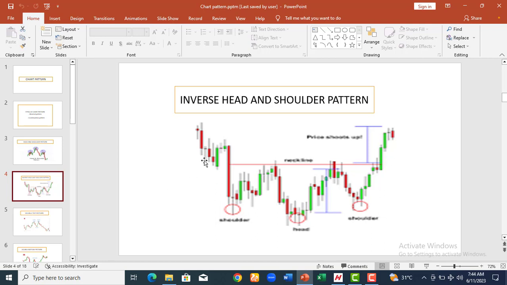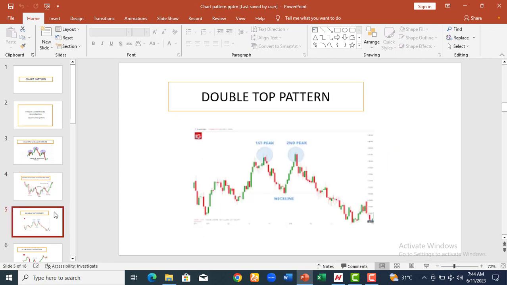So we move over to the next type of reversal pattern. Remember, all these patterns I'm showing you, whenever you spot them in the market, they are trying to tell you that the market will soon reverse and start buying or start selling. The inverse head and shoulder pattern is telling you that the market will soon reverse and start buying. The head and shoulder is telling you that the market will soon reverse and start selling. So we have the next pattern, which is the double top.